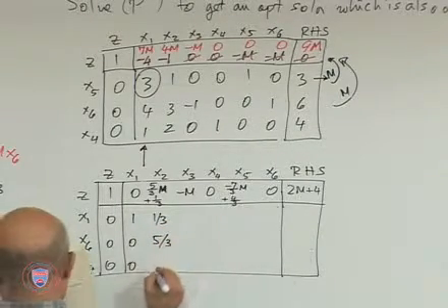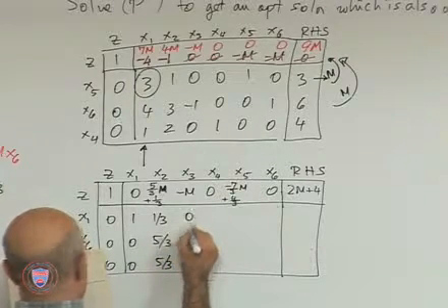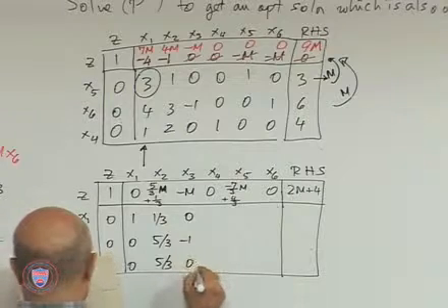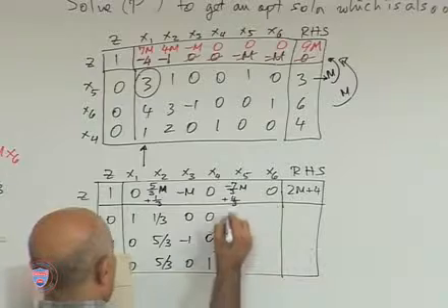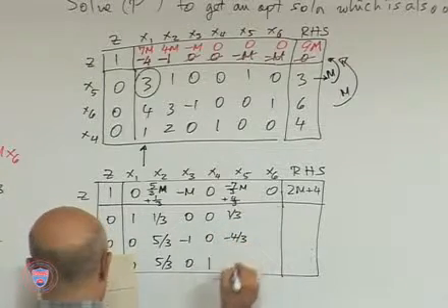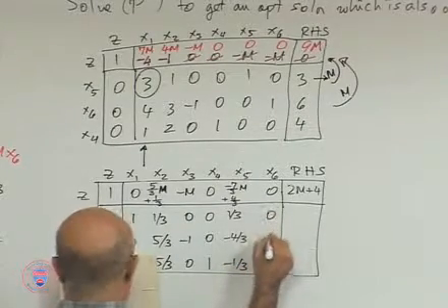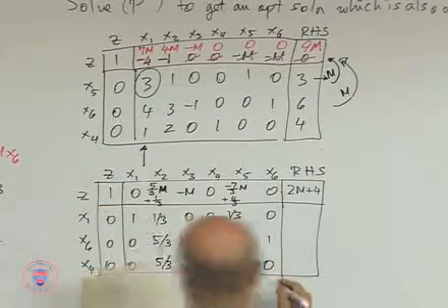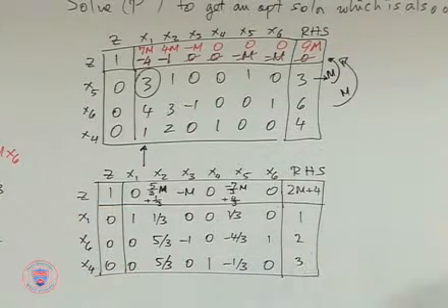5/3, 5/3, 0, minus 1, and 0. 0, 0, 1, 1/3, minus 4/3, minus 1/3, 0, 0, 1, 0 for the last column, and 1, 2, 3 for the right side. That's your new basic feasible solution.